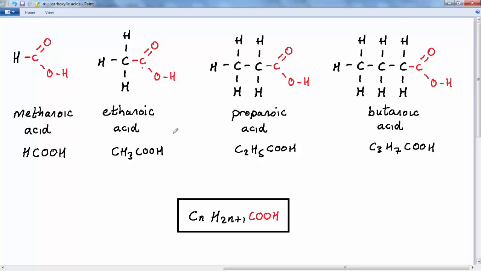So the first member in this series has the value of n equals 0, which is methanoic acid, so that will give us HCOOH. So for example, for the acid where carbon is 3, we're going to have C3, and then 2 times 3 plus 1 is 7, H7, and then COOH. The first member of this series will actually be n equals 0, not n equals 1, which will give us HCOOH.